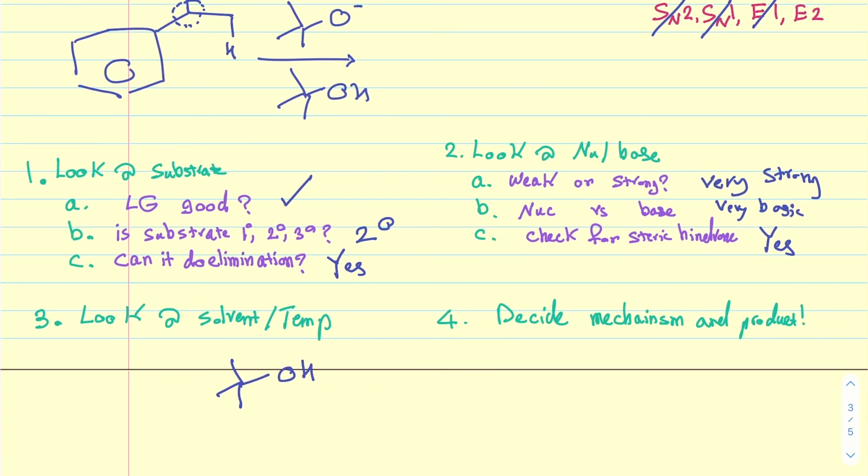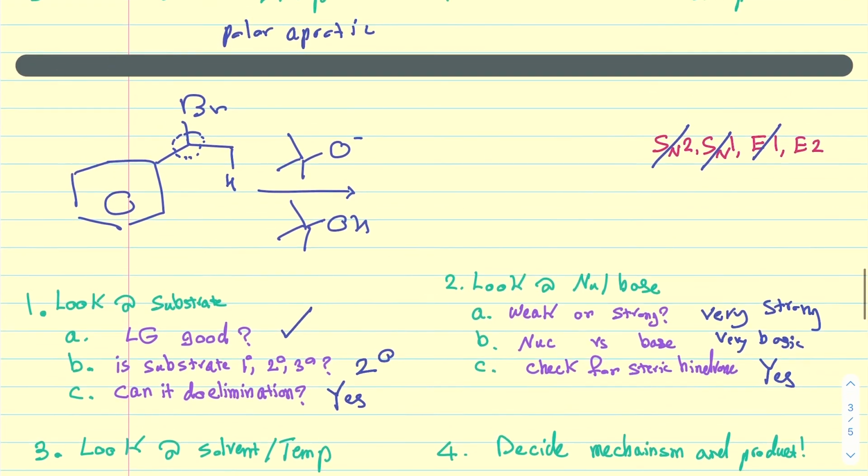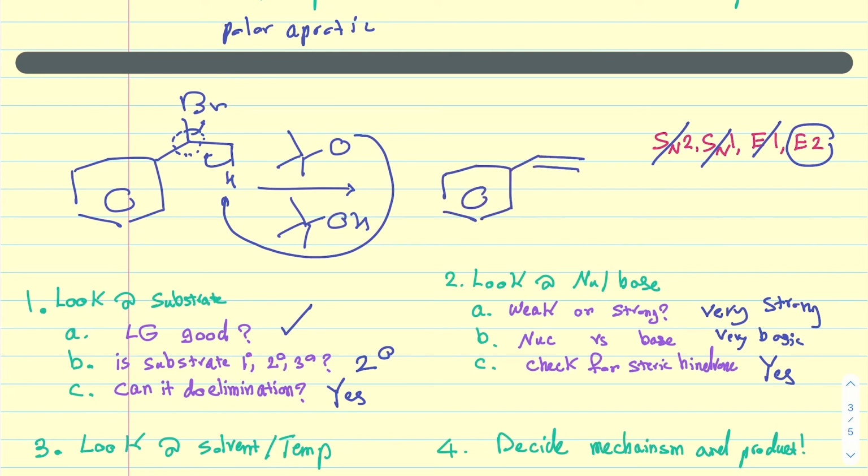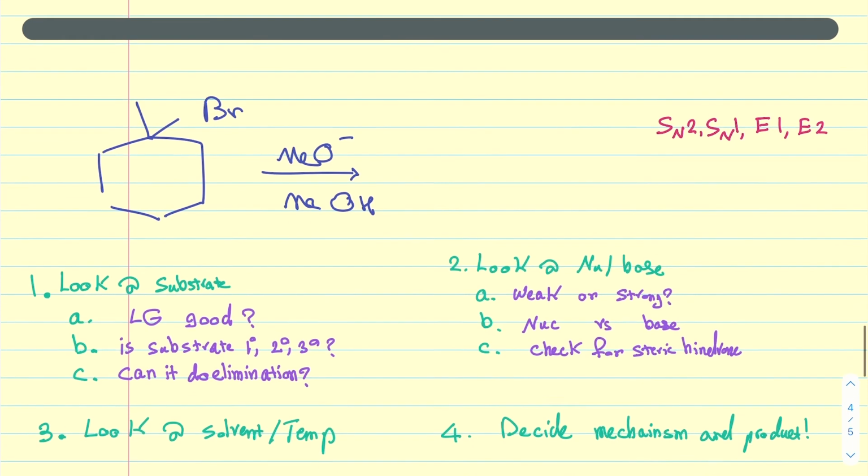t-butanol, which is protic, but that's fine because we are not competing between two mechanisms anyway, so it's not going to matter that it's polar protic. So it's going to go towards E2 and it's going to give us an elimination product like this. Alright, let's move on to the next example.